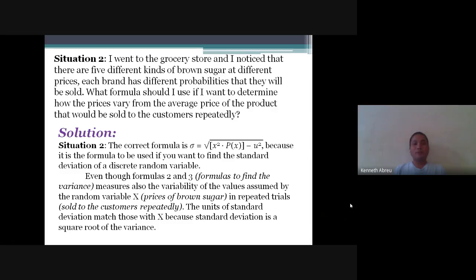So magagamit pa rin natin yung formula ni variance. But then, based on the given situation, variability yung kinukuha natin. So the appropriate formula to be used would be the formula on finding the standard deviation.